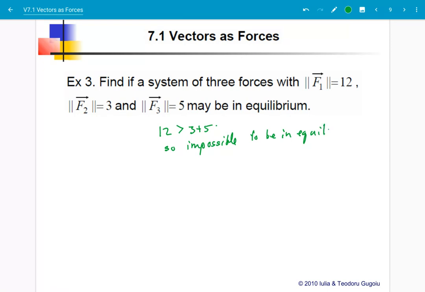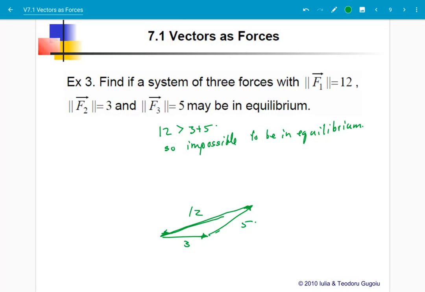And sometimes people try to draw forces with magnitude 3, and then magnitude 5, and then they go, oh, magnitude 12, coming back like this, that's 12. Is that really possible to have a triangle do that? No, the 12 is too long, and that's basically what we're saying. So this can't be an equilibrium.